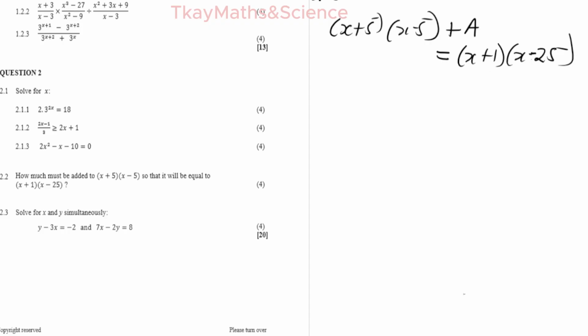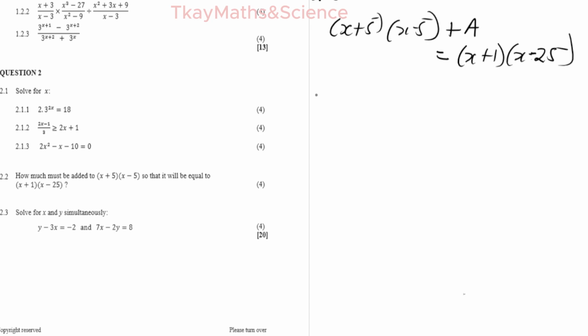Okay, so they're saying what must we add to x plus 5 bracket x minus 5 so that we get to this term, which is x plus 1 bracket x minus 25. Okay, so let's say we need to add a to get to this. So a is our variable here. So what are we going to do? Let's try to expand these brackets so that we see which term is missing there.